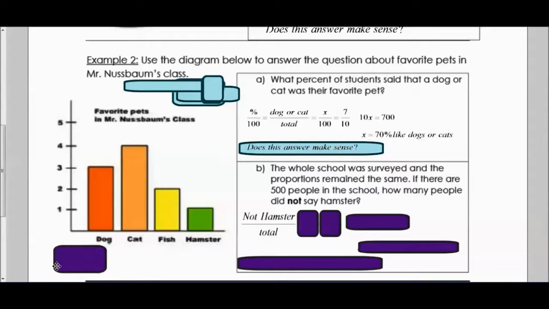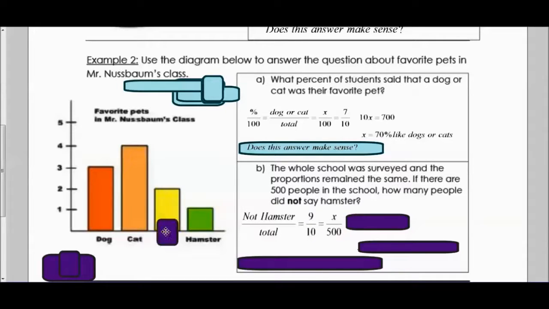That's what we're comparing. How many people did not say hamster to the total number of people. Here we see that that's 9 out of the 10. It's dogs, cats, and fishes all together. That's 9 compared to the one person that said hamster. You could also find the number of people that actually said hamster and subtract it from the total. We're going to just find it directly. Not liking hamsters to the total is compared to not liking hamsters to this new total of 500 people.